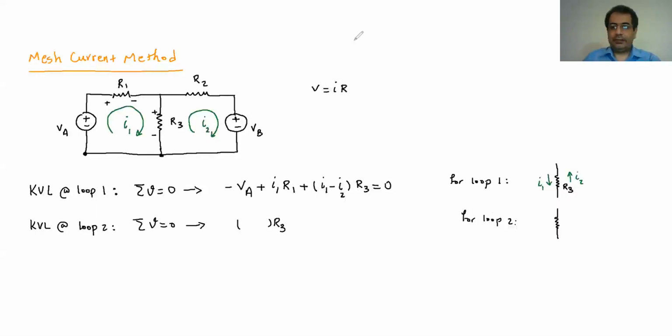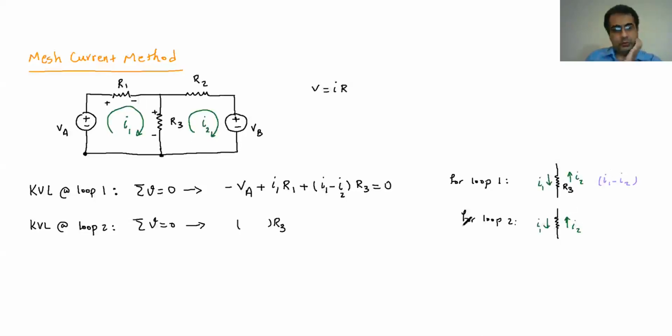So I have I1, and then I have I2. But what's the difference between these two? In loop 1, the I1 was in the direction I was rotating, and the I2 was against the direction I was rotating. So it was I1 minus I2.